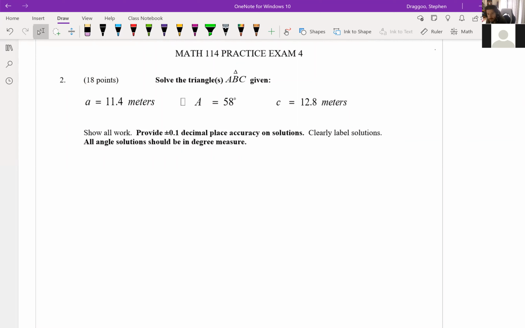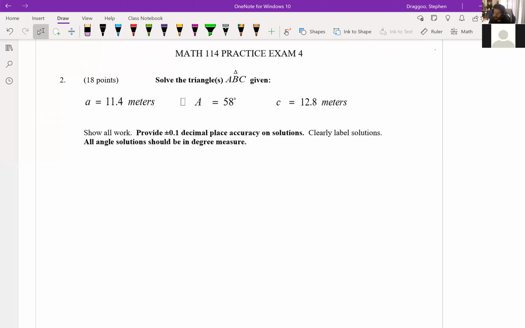Okay, so problem 2. Solve the triangle given the following information. Side A is 11.4, angle A is 58 degrees, and side C is 12.8, where those distances are measured in meters. Because we're given 2 sides and one letter is repeated, we have letter A showing up twice. This means it's going to be one of those side-side-angle triangles, where we're going to have to check for a second triangle.